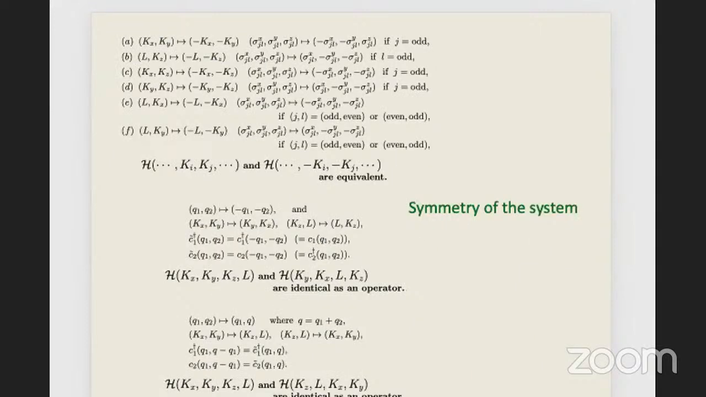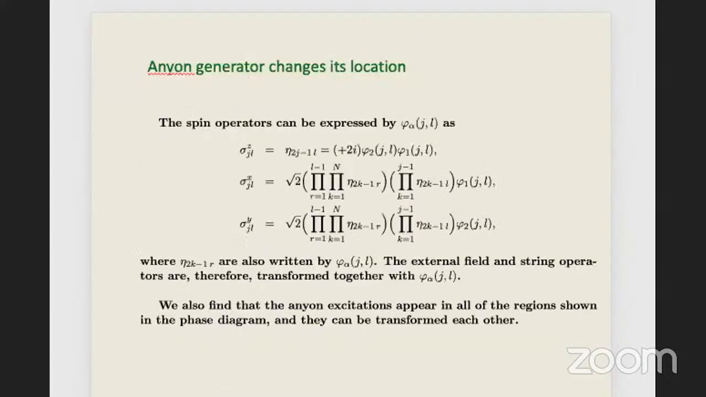Next, we consider the symmetry of the system. The Hamiltonian is invariant under this change of signs of interactions, together with a rotation in spin space. So these 2 are equivalent. We also consider the change of signs of momentum. Then we find these 2 are identical as an operator. And also consider some shift of the momentum. We find these 2 are identical. We use these symmetries in the next slide.